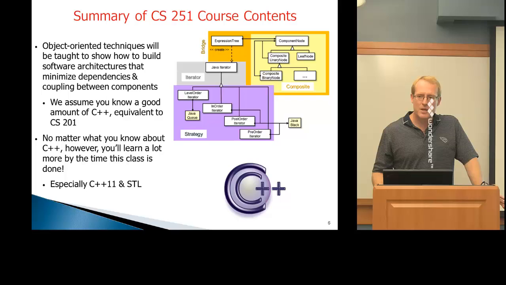In my experience, people who learn C++ in 201, even people who are good at it, often have a lot of things that they still need to improve upon in terms of how to write robust code. And so we're going to spend a lot of time talking about how to write robust C++ code, how to write code that's exception safe, how to write code that's going to be more efficient than would be the case if you just sort of did things in a somewhat naive way. And so you'll get a chance to learn a lot about that.